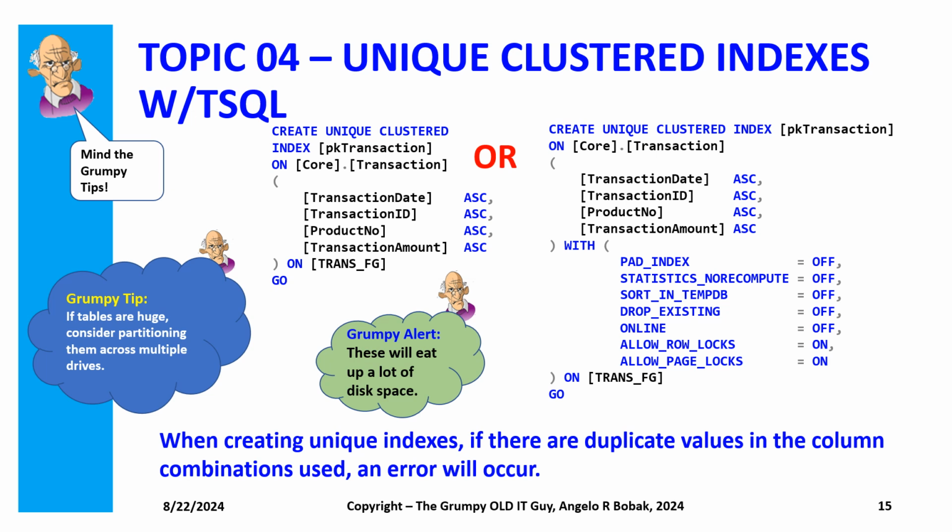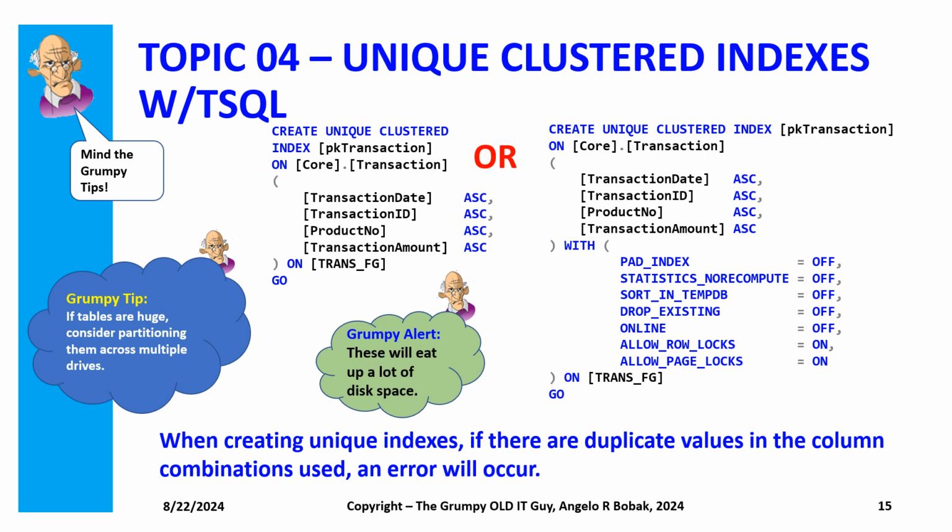Pad_index equals OFF specifies whether the index padding is turned off. Statistics_norecompute equals OFF specifies whether statistics are recomputed automatically. Sort_in_tempdb equals OFF specifies whether to perform index sorting in the tempdb database. Drop_existing equals OFF specifies whether to drop an existing index with the same name if it exists. Online equals OFF specifies whether the index can be created online.